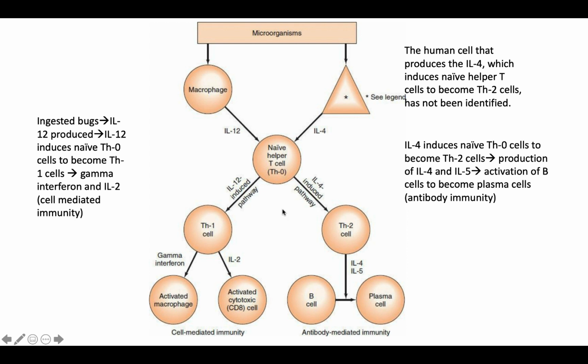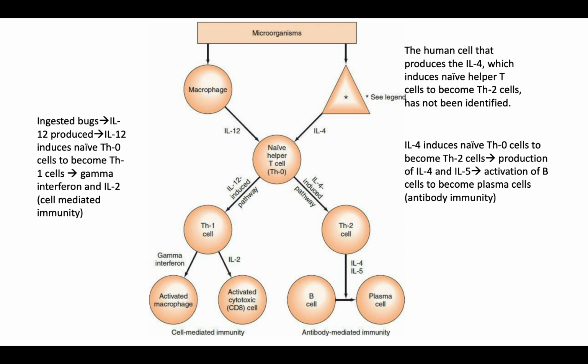So this question: can you produce both a TH1 response and a TH2 response at the same time? The answer would be no. This is a commitment. This cell is always committed towards either population. So you cannot mount a response, you cannot switch from one to the other. A cell will become permanently committed towards a specific response.